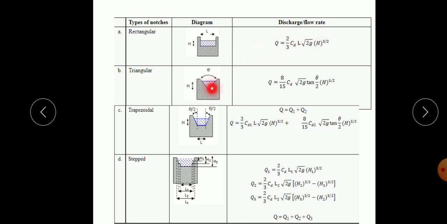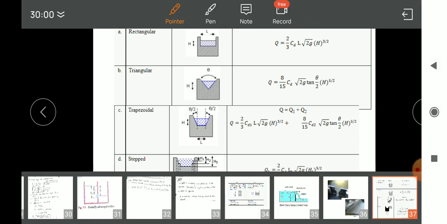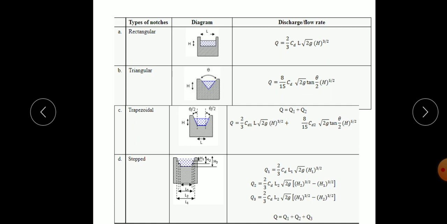Sometimes triangular notches are used; they are simple, having an angle theta between the two edges. Here Q is 8/15 times Cd, times the square root of 2g, times tan(theta/2), times H raised to 5/2. A trapezoidal notch is a combination of a rectangle and two half triangles, so combining these two formulas we can get the formula for the trapezoidal notch. Again, a stepped notch can be formed using these formulas.